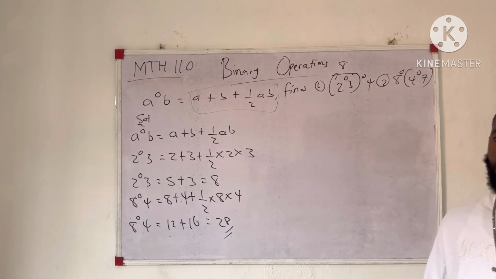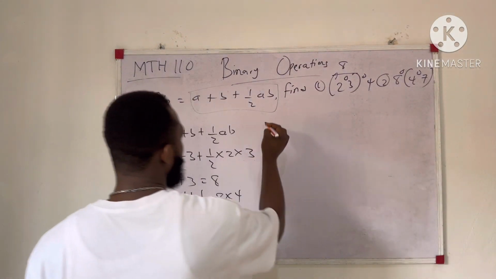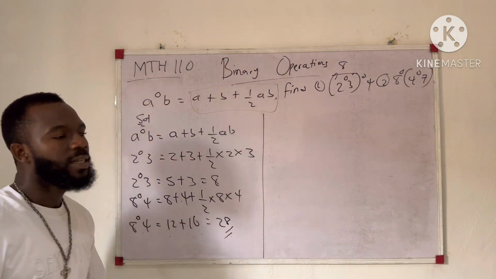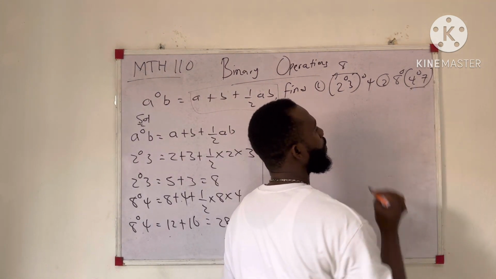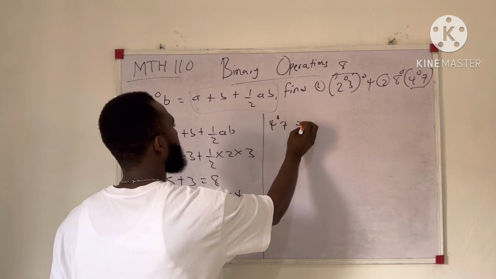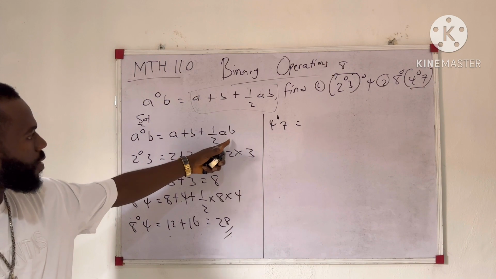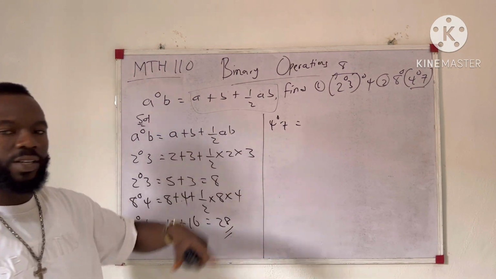It is as simple as that. So let's solve the next one, which is number 2. Again, we are going to solve the one inside the bracket first, which is 4 operation 7. So we'll bring it out: 4 operation 7. Don't forget we are still using the formula given here. So it means my A is 4 and my B is 7.